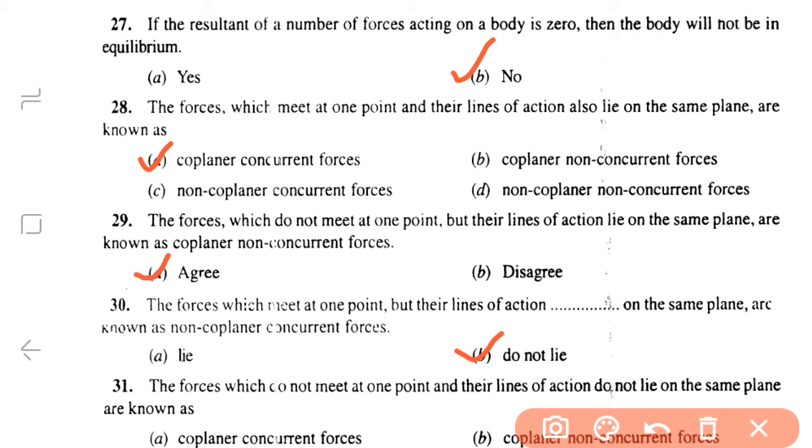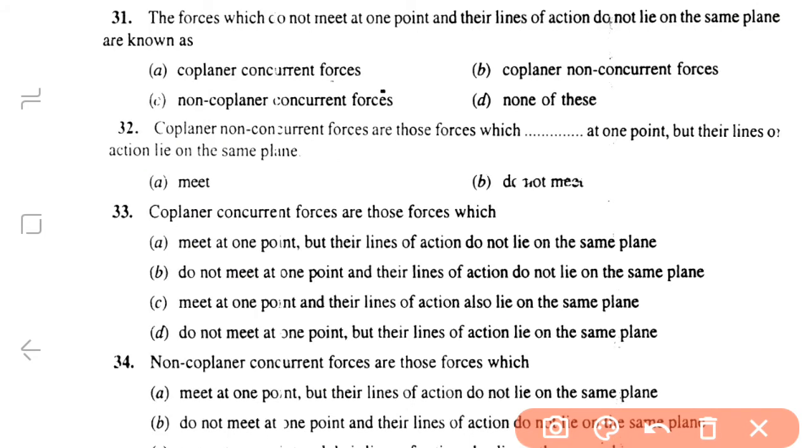Next is question 31. The forces which do not meet at one point and their lines of action do not lie on the same plane are known as, here friends options are coplanar concurrent forces, coplanar non-concurrent forces, non-coplanar concurrent forces, and option D is none of these. And here correct option for this question is option D, none of these.